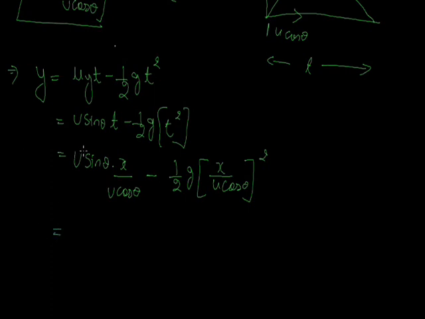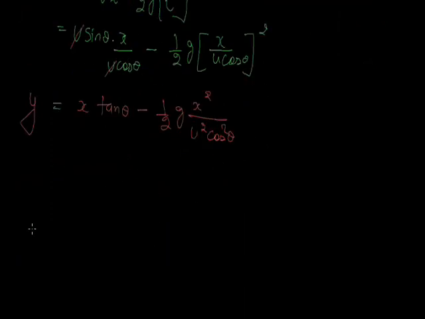Here u cancels out. x times sin theta divided by cos theta is tan theta, minus half g. We expand the square, then it becomes x square divided by u square cos square theta. This is our equation of trajectory. That means y is equal to x tan theta minus 1 by 2 g x square divided by u square cos square theta. This is the equation of trajectory.